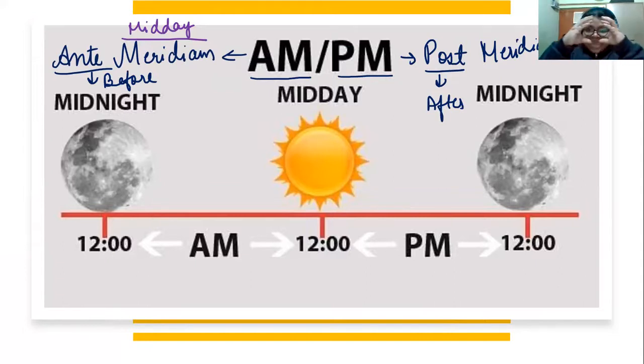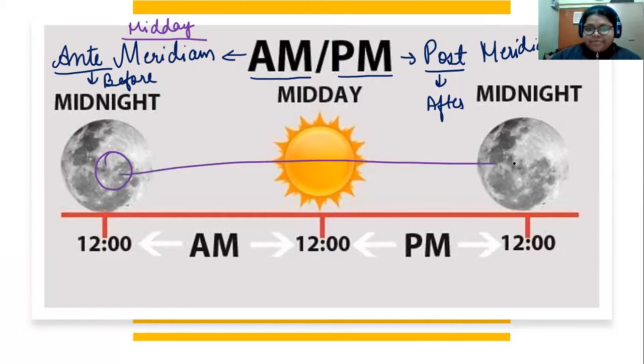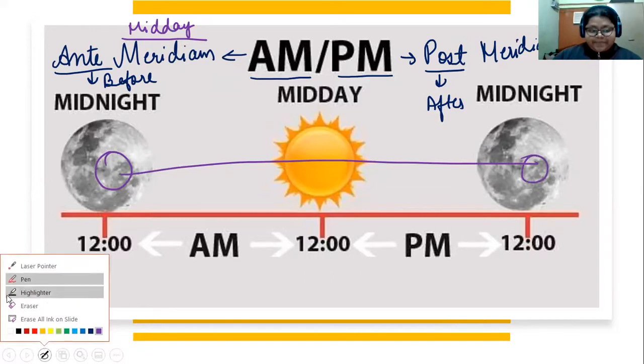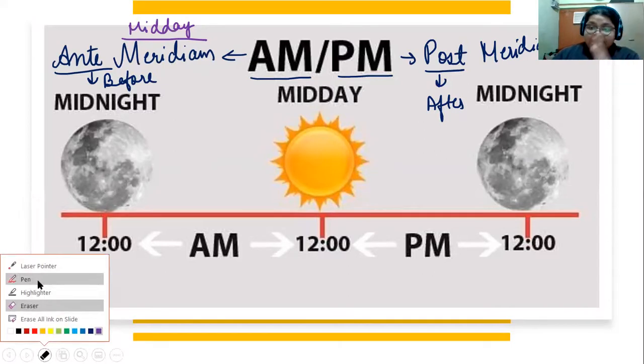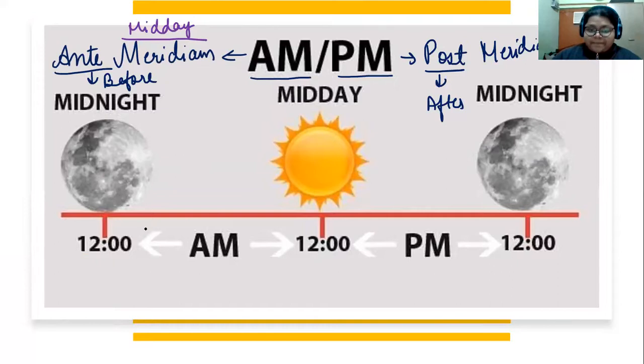We have the entire day starting from one midnight to the other midnight. This is the entire day that we consider. So when we consider this, midday means the middle of the day. And when does it come?